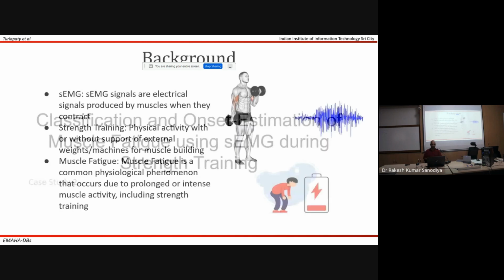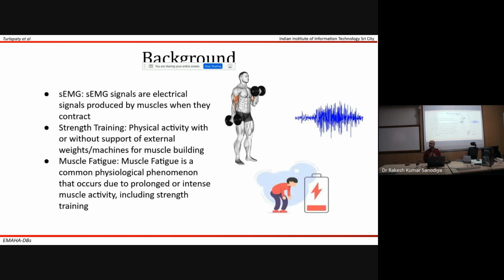So, let us see. What is strength training? Just to make sure the definition is clearly understood. We are talking about physical activity, either using weights or just body weight, so that we are able to build our body muscle mass. And then fatigue is the condition in which you are not able to repeat that training activity.